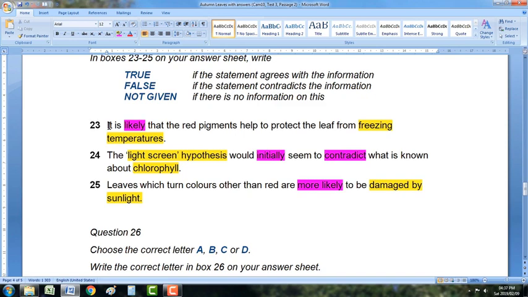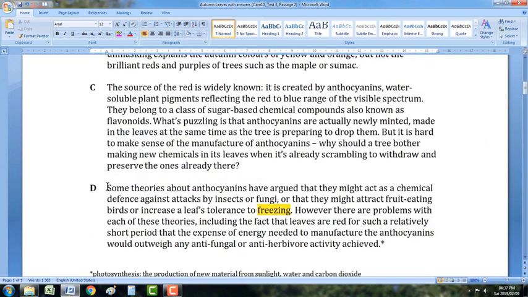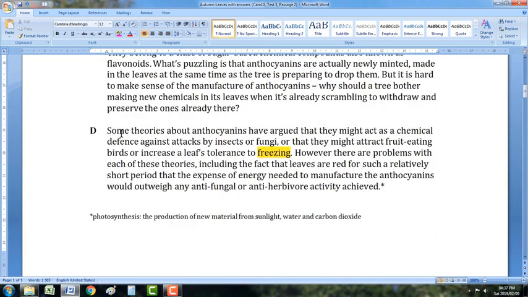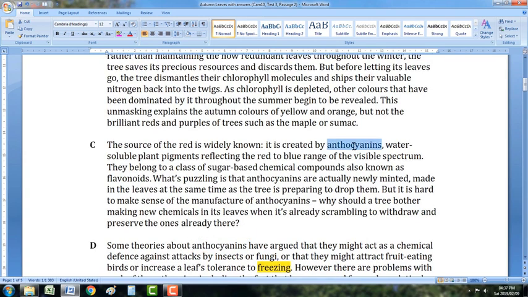So it is likely that the red pigments help to protect the leaf from freezing temperatures. You kind of have to read all of this. Some theories about anthocyanins. Maybe it's time now to find out what that is. There's a definition of it over there. Anthocyanins are these pigments which reflect the red. The source of the red. Where does the red color of the leaf come from? From the anthocyanins, which is a red pigment.